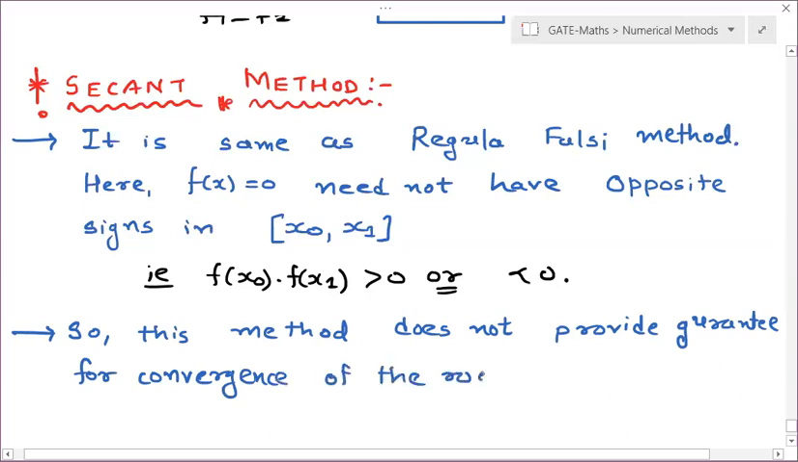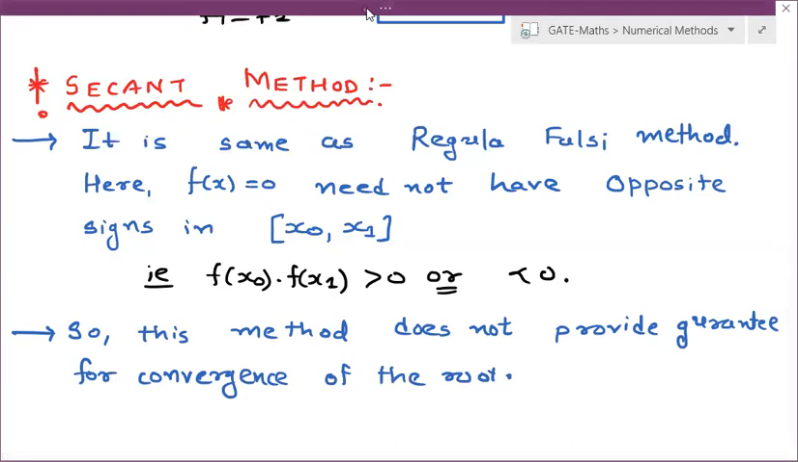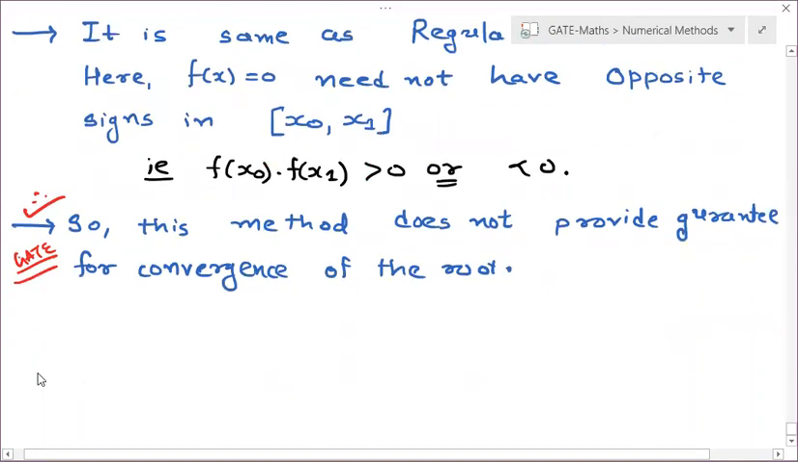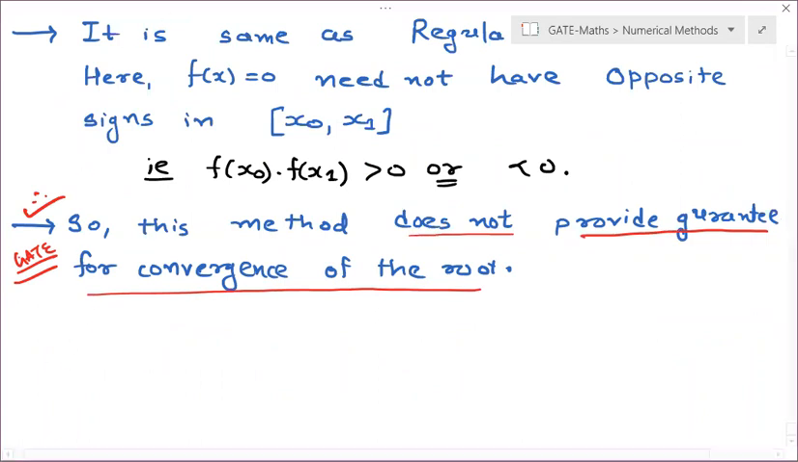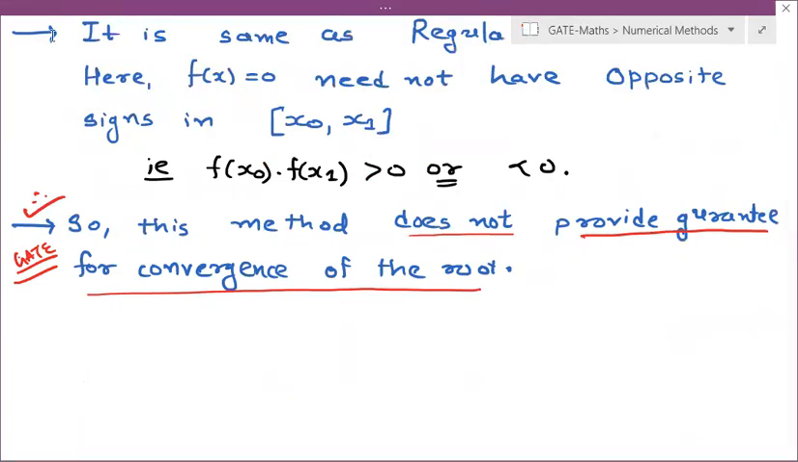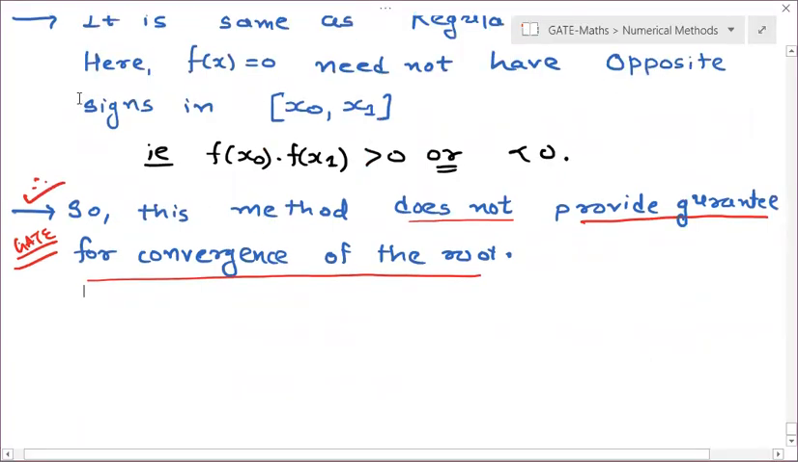And this line was asked in GATE. Okay, this line was asked in GATE for a 1 mark question. I will show you that question as well. Which of the following methods does not provide a guarantee for convergence of the root? So only one method is there, the second method. All the other methods are providing you the guarantee for convergence towards the root.